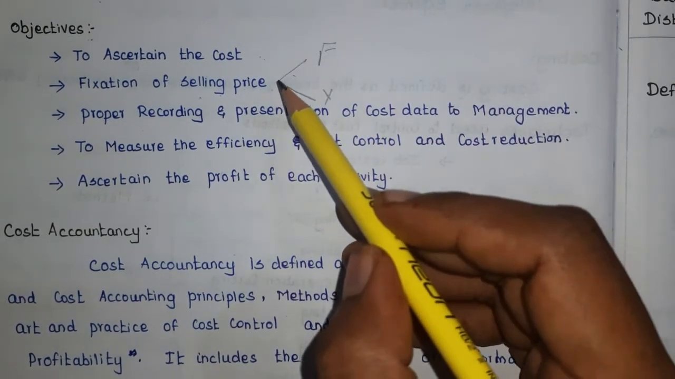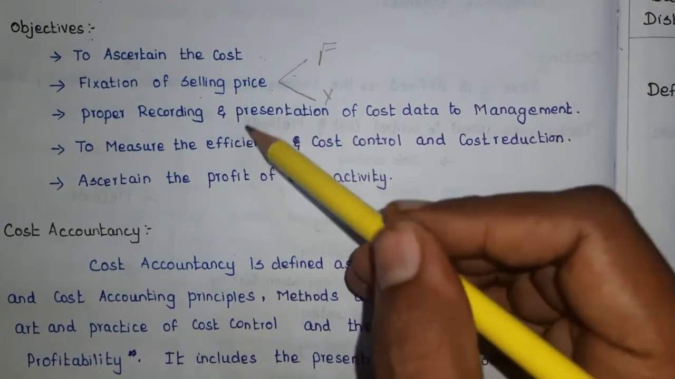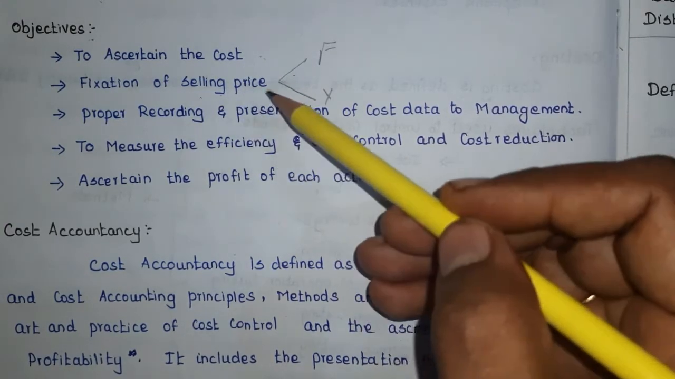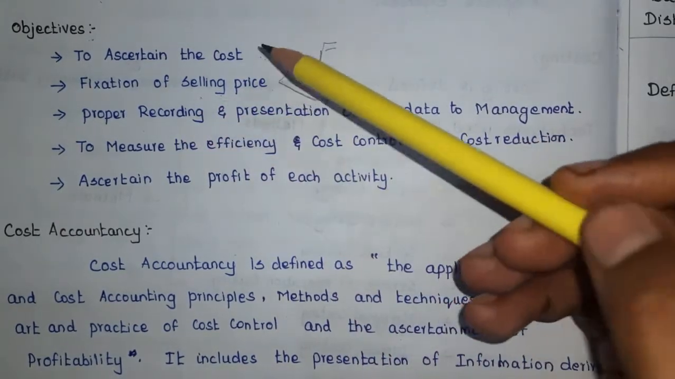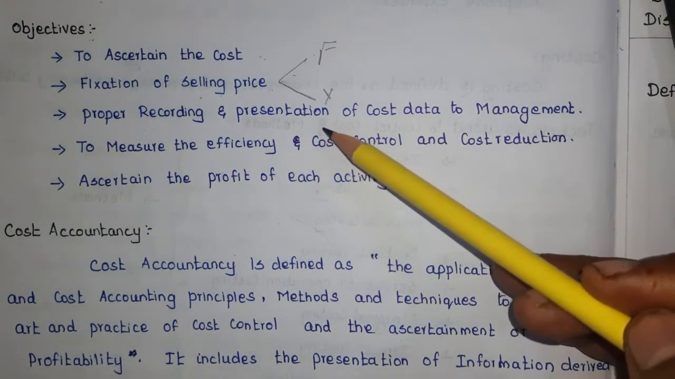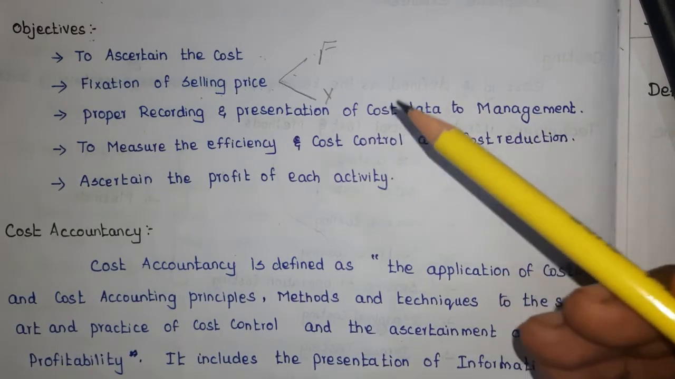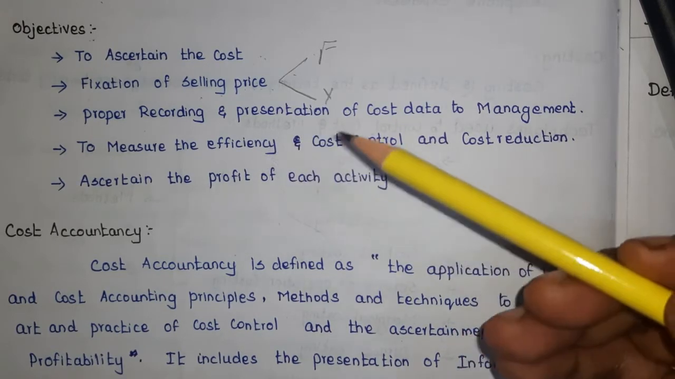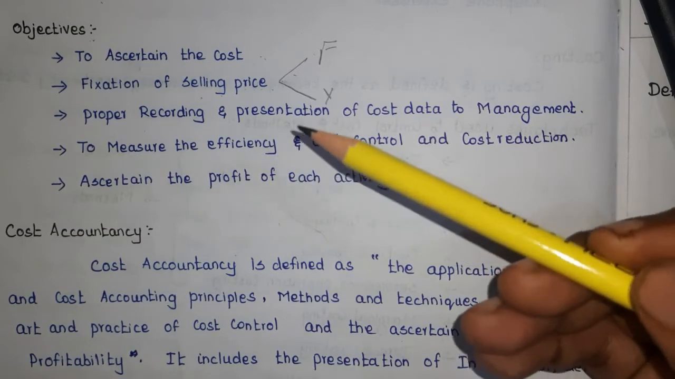The scientific way of reducing prices is possible in an industry only when a sound costing system exists. In other words, cost reduction in the absence of a costing system may cause industries to shut down. The next point is proper recording and presentation of cost data to management. To prepare periodic statements under cost accounting systems, monthly or quarterly cost statements for periodic review of operating results are prepared.